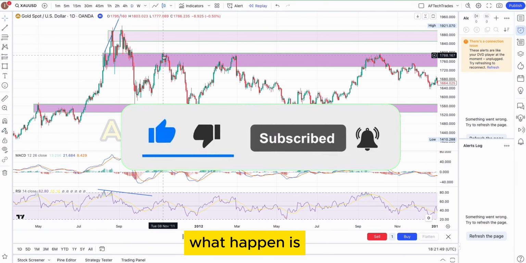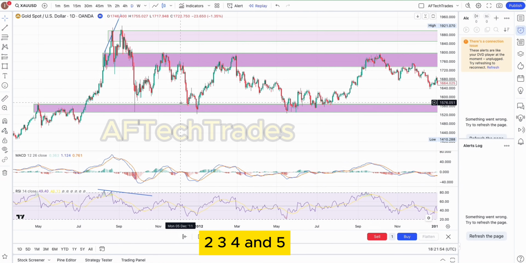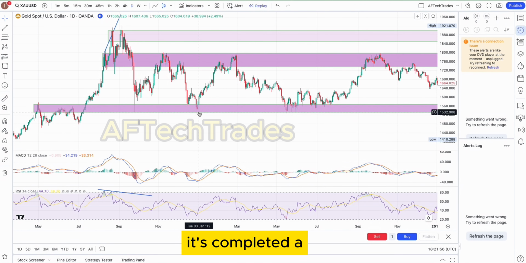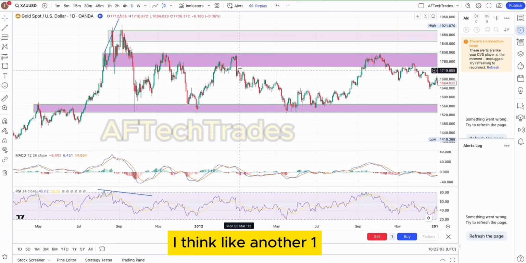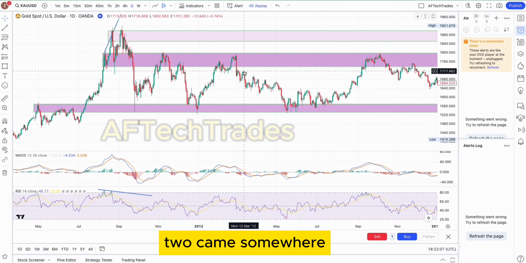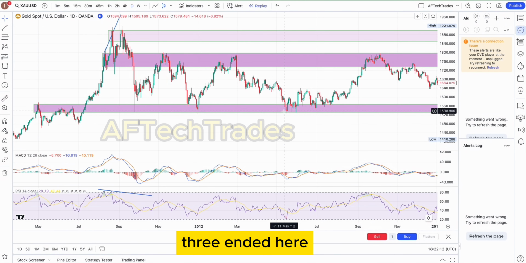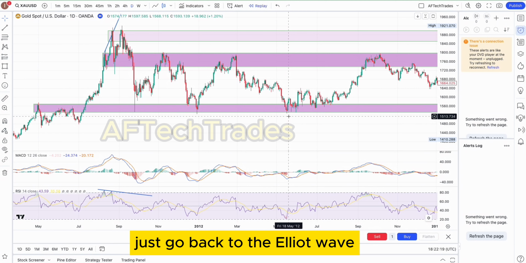Here what happened is you have your 1, 2, 3, 4 and 5. It's completed. A, B, C. Then you have another, I think another 1, 2, 3, 4, 5 also repeated here. This is 1, 2 came somewhere, 1 ends here, 2 came somewhere here, 3 ended here, 4 then 5 again, and so on. So we leave that, just go back to the Elliott wave and look at that theory.